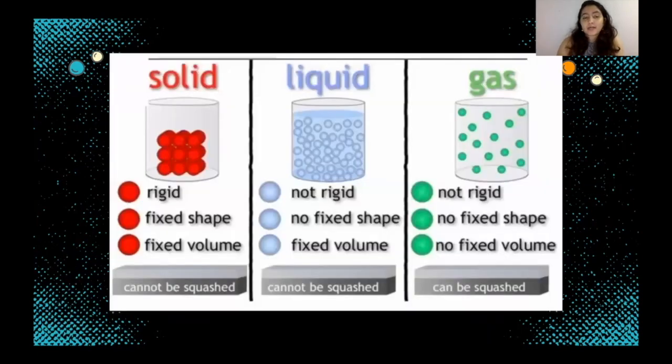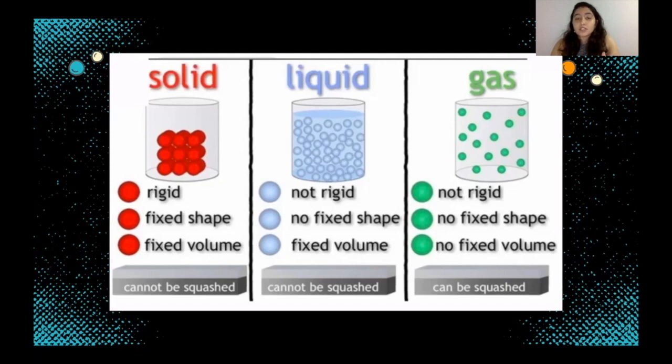This diagram represents the particles inside of solid matter, liquid matter, and gas matter. The particles in the solid matter are rigid, with fixed shape and fixed volume. The red particles represent solids that cannot be squashed, as they cannot change their shape. The liquid particles, which are in blue, are not rigid and have no fixed shape. However, they do have a fixed volume, depending on the container they are placed into. They also cannot be squashed. The gas particles, however, are not rigid and have no fixed shape and no fixed volume. The gas particles can be squashed.